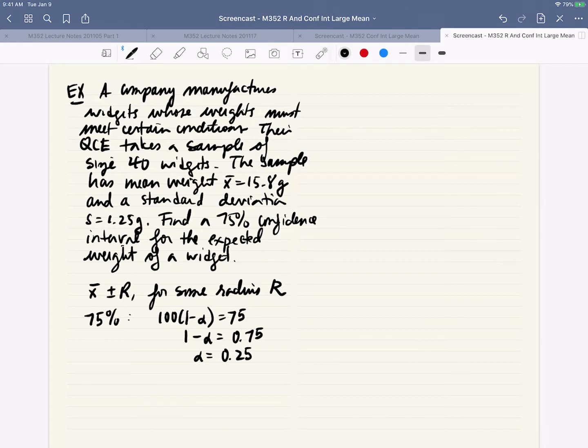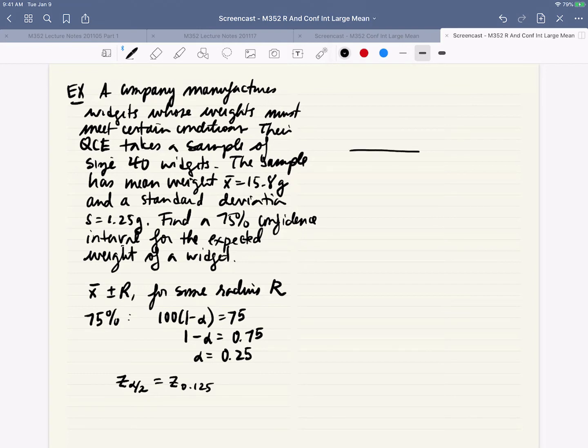Now, because our sample size is large, our sample mean is distributed normally, and we have a good sense for what is the shape of that distribution. So what we need to find to get this radius of our confidence interval is this percentile, this quartile, z alpha over 2, specifically z sub 0.125.